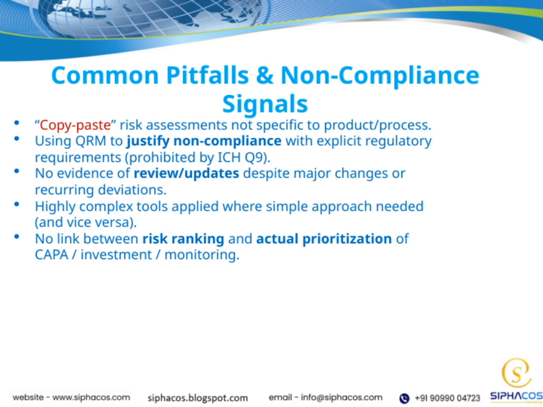Another issue is using QRM, quality risk management, to justify not meeting explicit regulatory requirements. This is problematic because, as outlined in ICH Q9, QRM should support decision-making, not serve as an excuse to bypass specific regulations. We also see cases where reviews and updates of risk assessments are neglected, especially after major changes or recurring deviations. Yet, these assessments should be living documents, continuously revisited to reflect current realities.